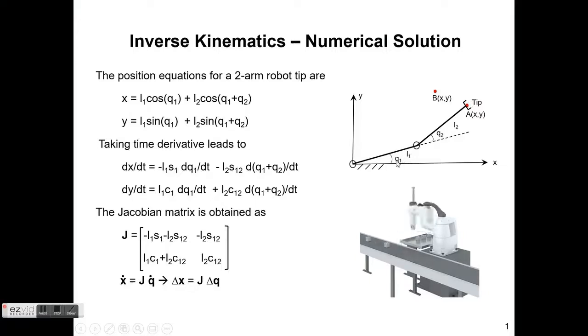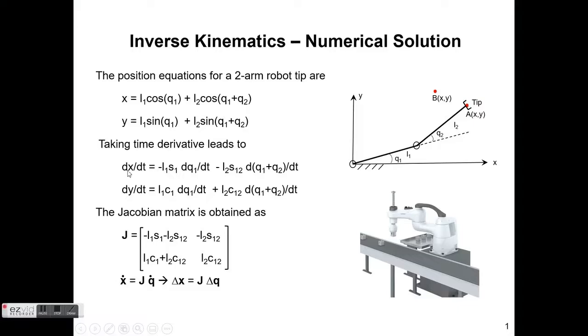So L1 for joint Q1, L2 for joint Q2, and for a given tip position x, y, you can express x in terms of angle: L1 cosine Q1 plus L2 cosine (Q1 plus Q2), y equal to L1 sine Q1 plus L2 sine (Q1 plus Q2). And then you can take a derivative on this equation.